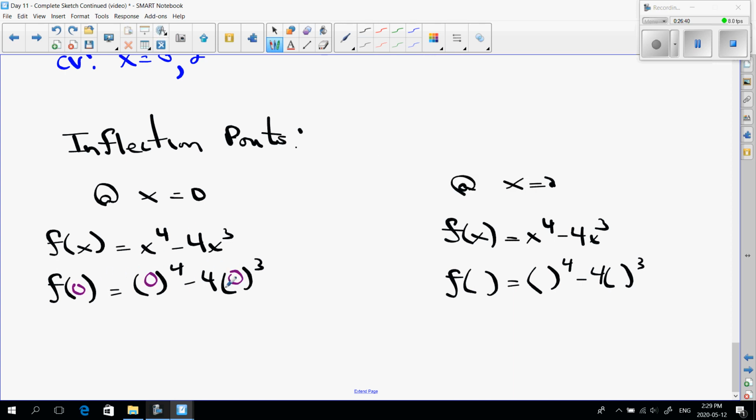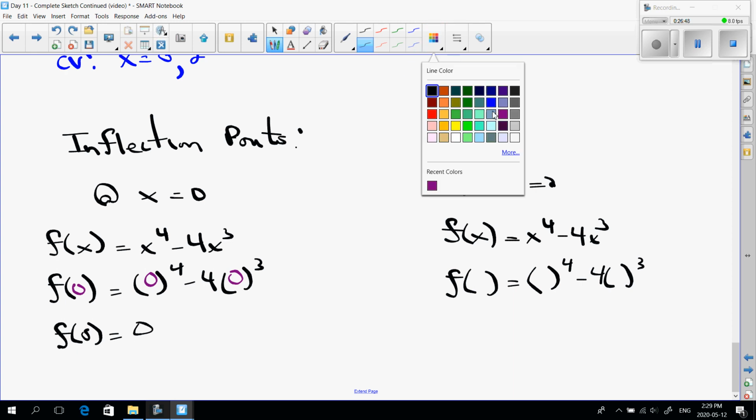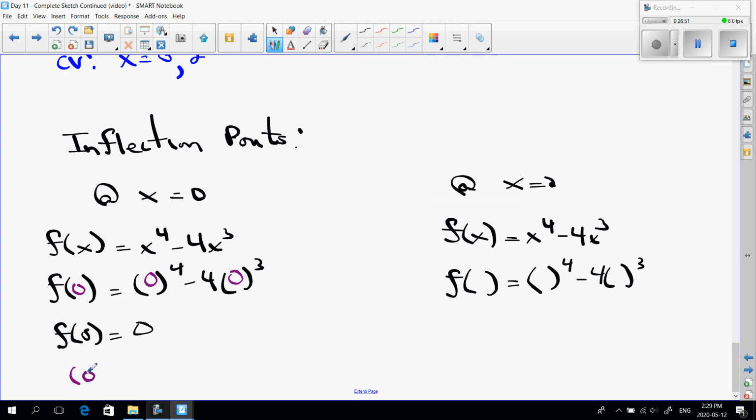0 to the 4th, 0. 0 cubed is 0 times 4 is 0. This would be f of 0 equals 0. So I have an inflection point at 0, 0. That was also the location of my x and y intercept. This time I'm going to do a 2.